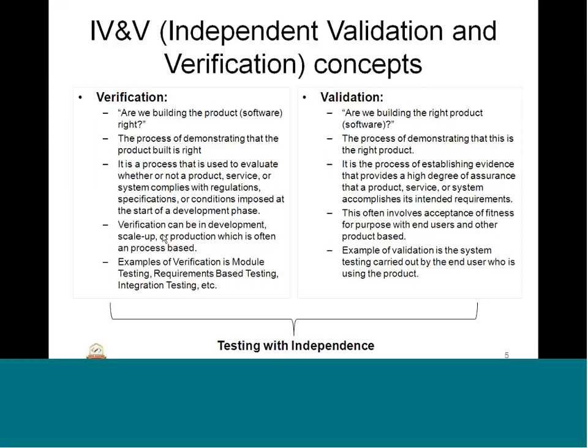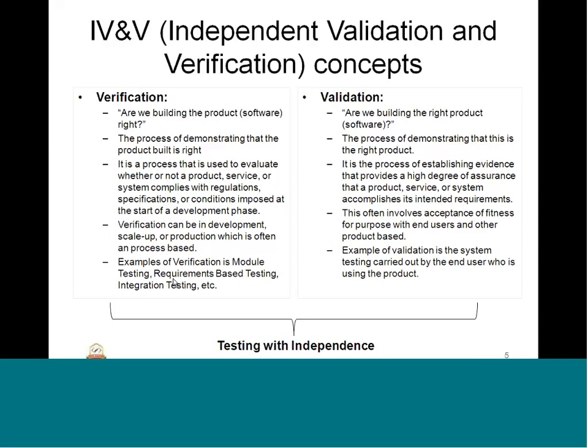Okay, the next one is verification can be development, scale up or production, which is often process based. So basically, as per the process, which could be anything defined within the organization, how it is going to be developed and tested, all these aspects will be verified under the verification plan. So verification can also be part of development. Whereas validation often involves acceptance, witnessed for purpose with end users and is product based. That means from the acceptance perspective, the product is validated.